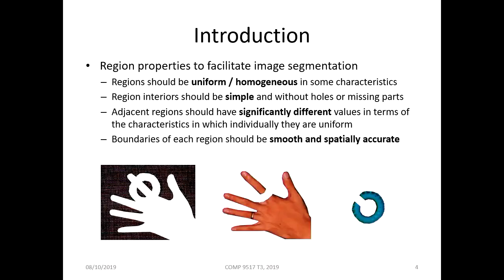And also, different regions that you want to tell apart should have significantly different values. That also makes it easier. The more different they are, the easier it will be to tell a computer how to distinguish between the two. And regions should be smooth, have smooth boundaries. That also makes it easier. And they should be spatially accurate.